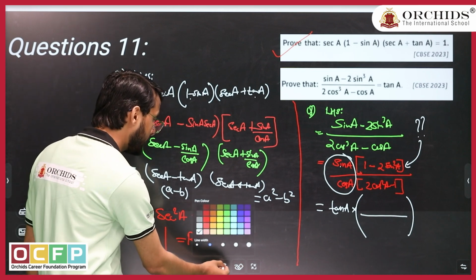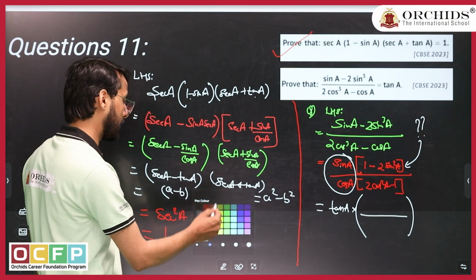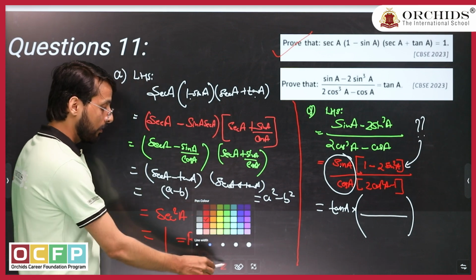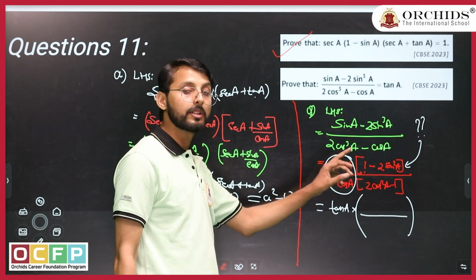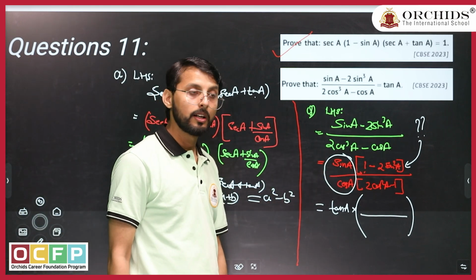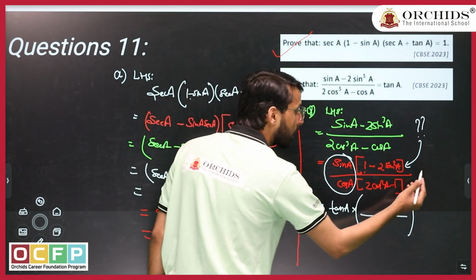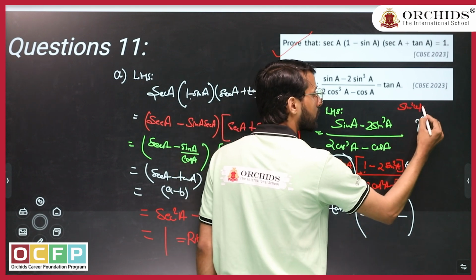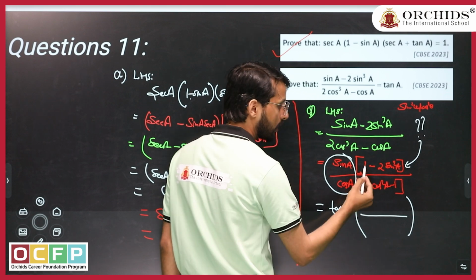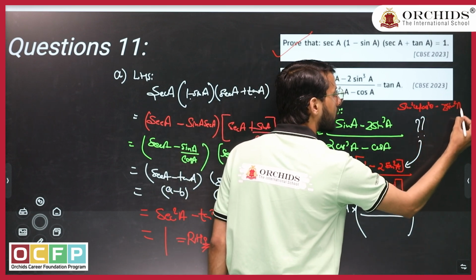We know the identity sin square theta plus cos square theta equals 1. But with that identity directly we can't solve this. Either you can replace 1 with sin square theta plus cos square theta, or 1 minus sin square theta. How are you going to replace? Sin square theta plus cos square theta instead of 1 minus 2 sin square theta.